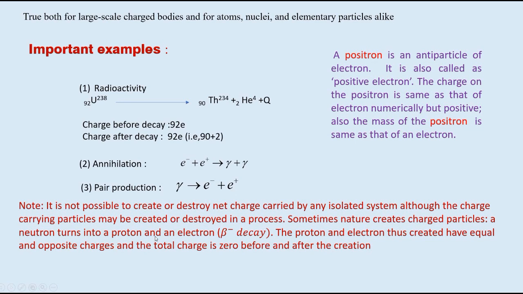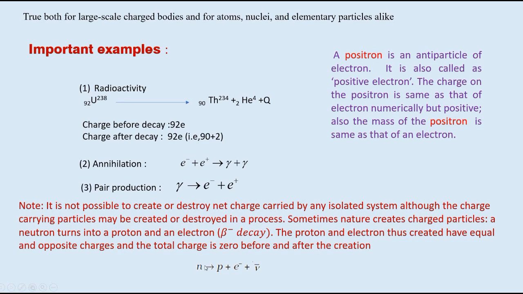A neutron turns into a proton and an electron in what is known as beta minus decay. The proton and electron thus created have equal and opposite charges. We know that charge on the electron is negative and equal to the charge on the proton. Of course, proton's charge positive, electron's charge negative, but the magnitude of the charges are same. Neutron turns into a proton and an electron. So neutron charge 0. When you add the charge on the proton and electron, that is also 0. And the total charge is 0 before and after the creation.